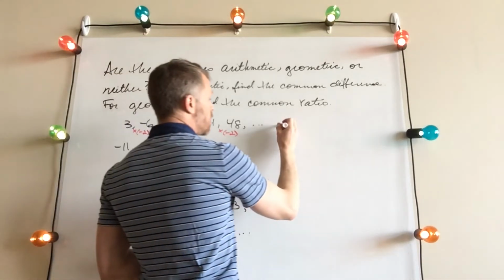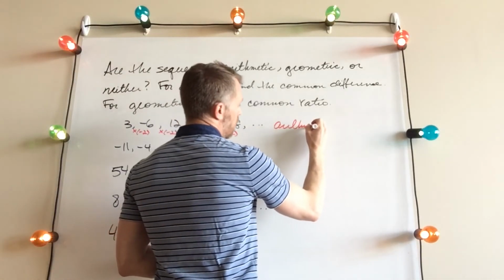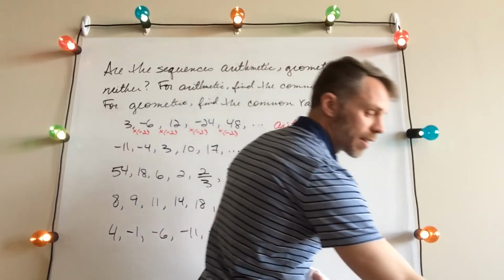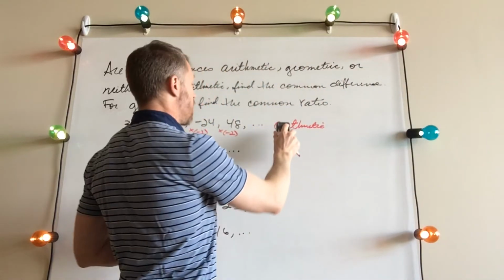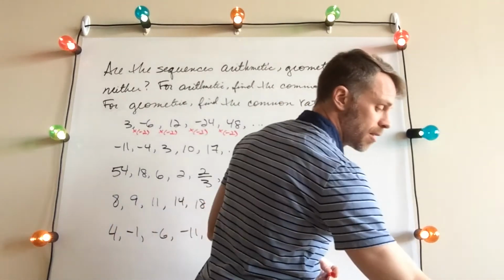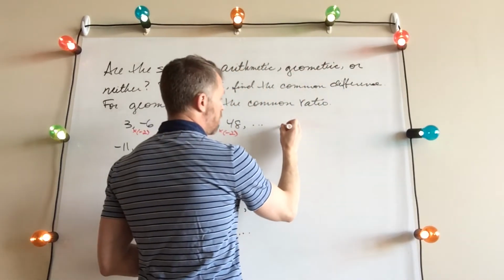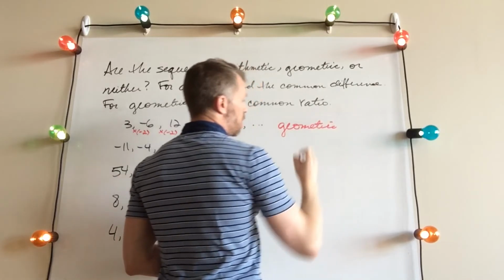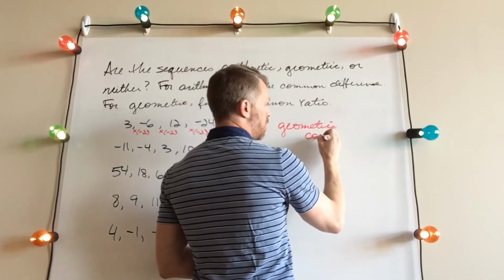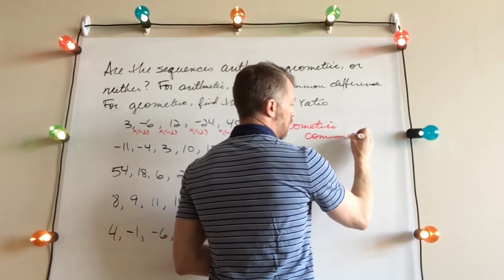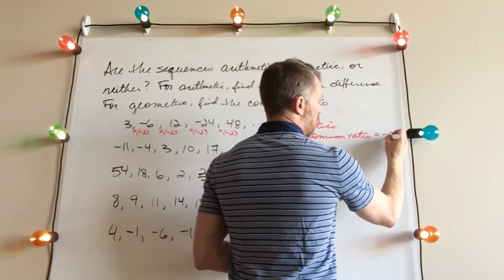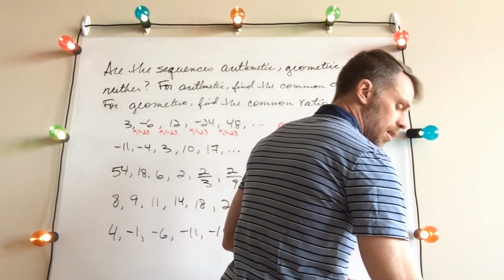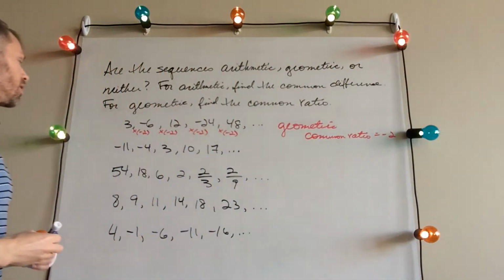So this one is arithmetic. Whoops, we were multiplying, that's not arithmetic. All right, multiplying, multiplying, geometric. All right, geometric and common ratio negative 2. Right, let's change color. All right, let's see what's happening in our next one.